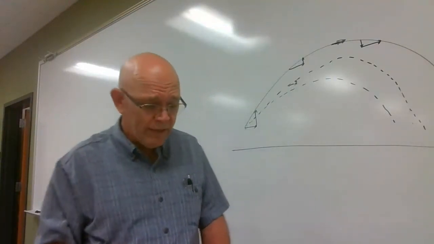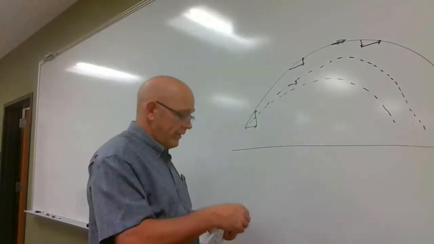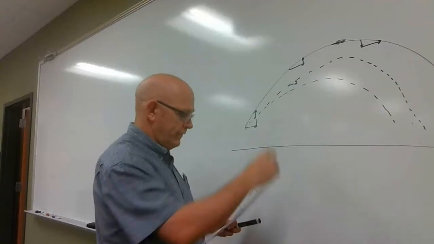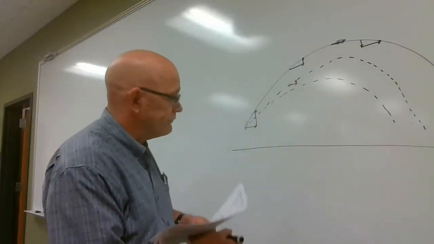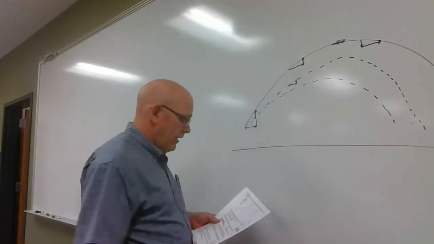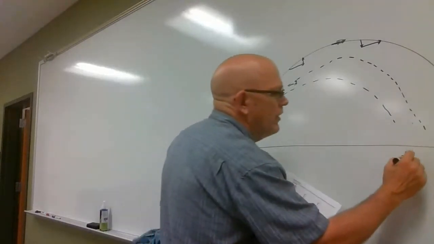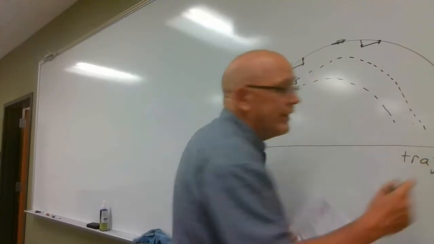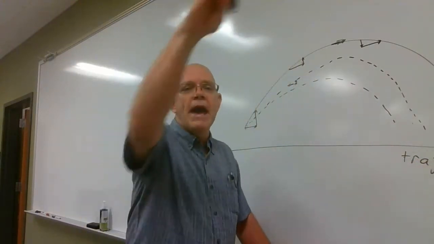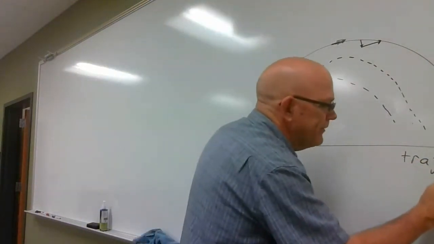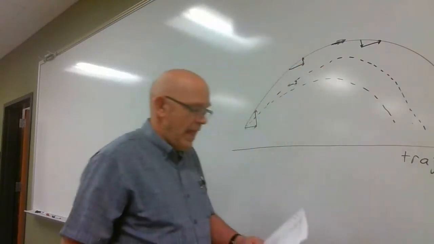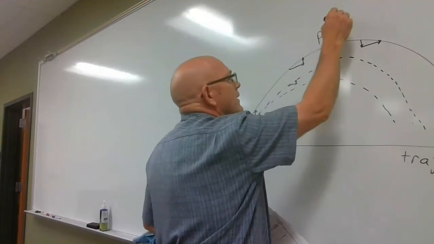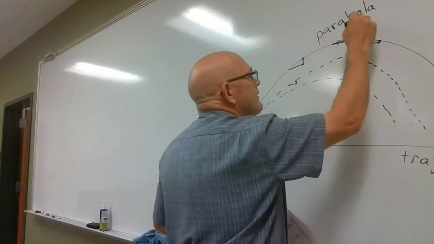Anyhow, now the path of this. First of all, let's get these two things. The path of the projectile is called a trajectory. When we talk about the rocket's trajectory, we're just saying what's the path of the rocket. So the trajectory is the path, and the shape of the path, this one is a parabola. So a parabola is the shape.